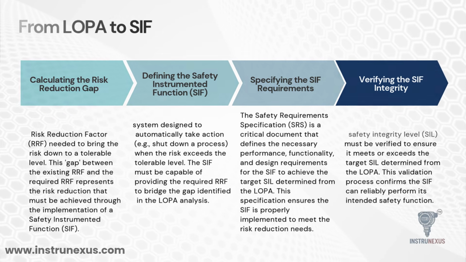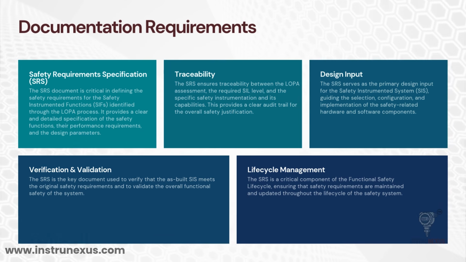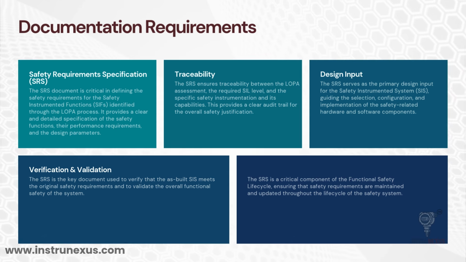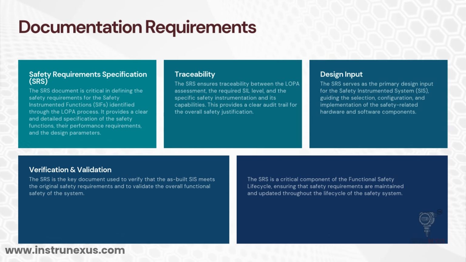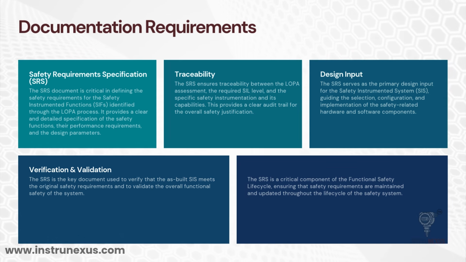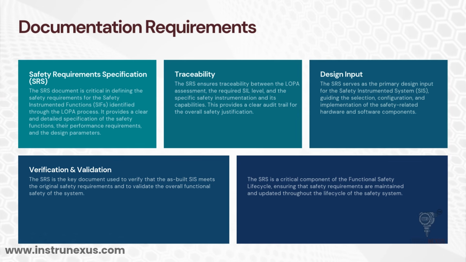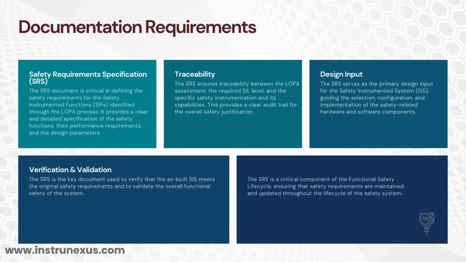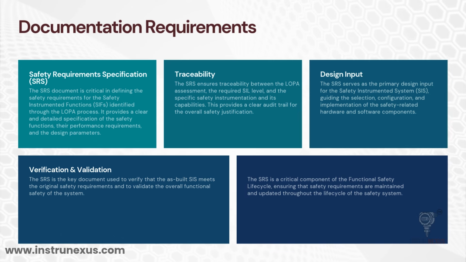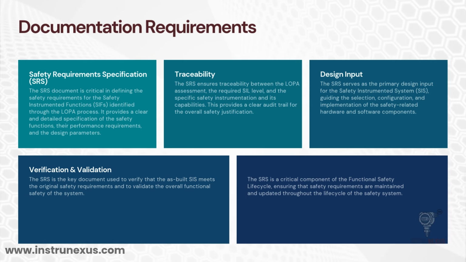Safety is nothing without documentation. The Safety Requirements Specification, SRS, is the Bible for the safety system. It takes the output of the LOPA and translates it into engineering speak. It defines the trip points, the response times, the safe state, and the maintenance requirements. This documentation ensures traceability. We can trace every valve and sensor back to the specific risk it is mitigating. This is essential for lifecycle management and for verifying that the system remains safe 10 or 20 years from now.